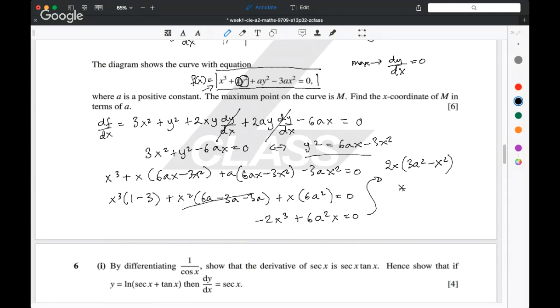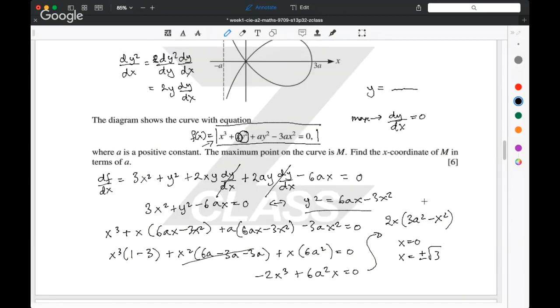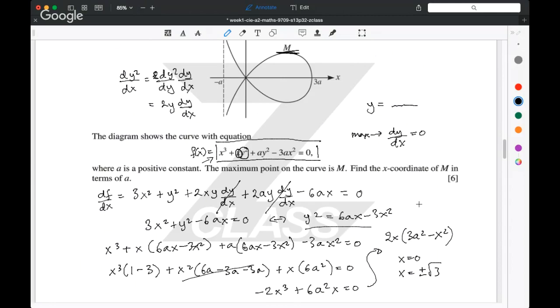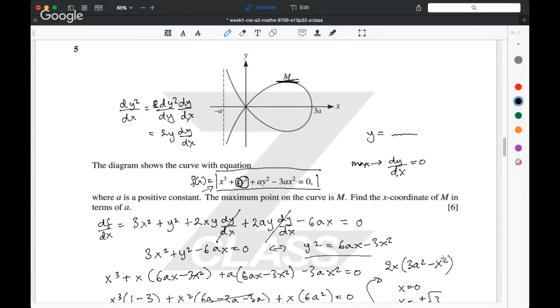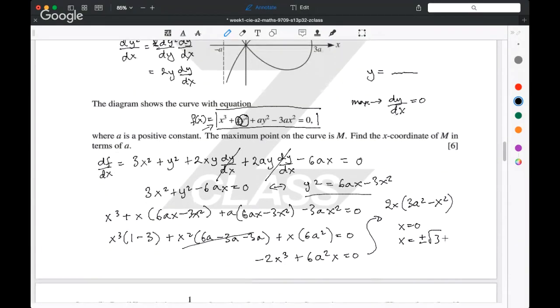So you see that either x is equal to 0 or x is equal to plus or minus the square root of 3a. That reflects the various different points at which this thing can be a maximum. What we want is the positive square root answer, as you can see just by looking at the curve. So x is equal to plus the square root of 3a, and that's our final answer.